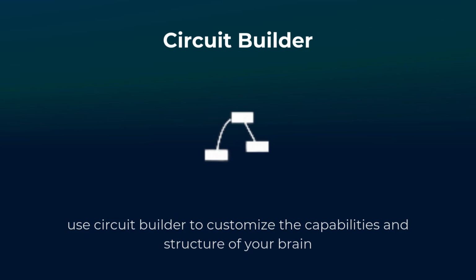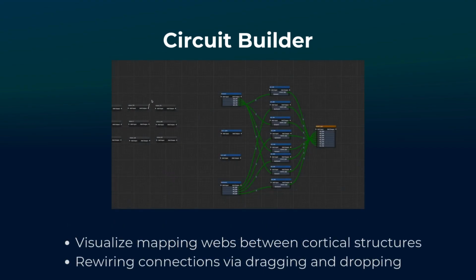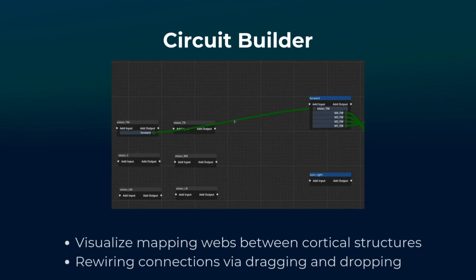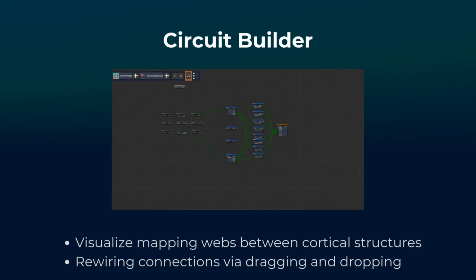The Circuit Builder enables you to view the wiring diagram of the brain, where you can interactively modify the wiring. You are able to visualize mapping webs between cortical structures and modify connections via dragging and dropping lines from the output to the input and vice versa. You cannot connect input to input terminals or output to output. Input terminal connections appear on the right, and as you can see, output terminal connections appear on the left.